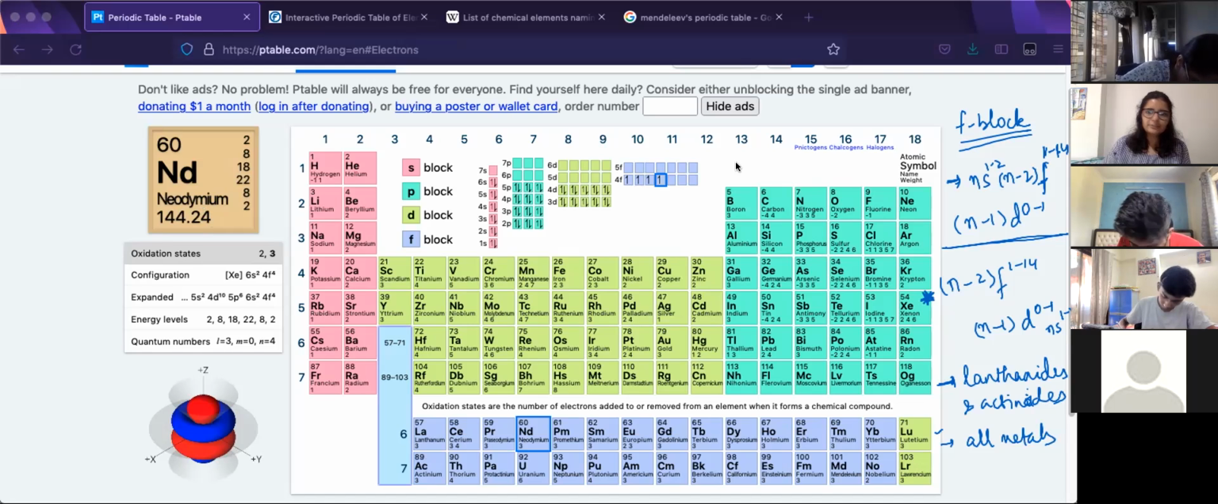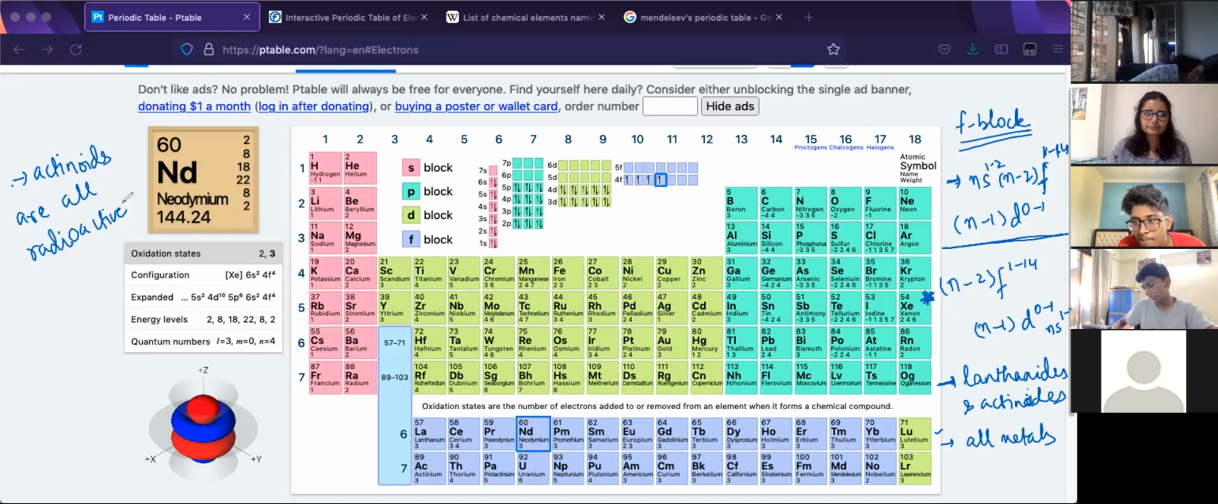The way we had lots of special points about D block elements, in F block you just have 2 points, 1 point actually. So actinides are all radioactive. They're all radioactive. And a lot of them, from uranium onwards, are synthetic. Not all of them are synthetic, but all of them are radioactive. After uranium, they're mostly synthetic elements.